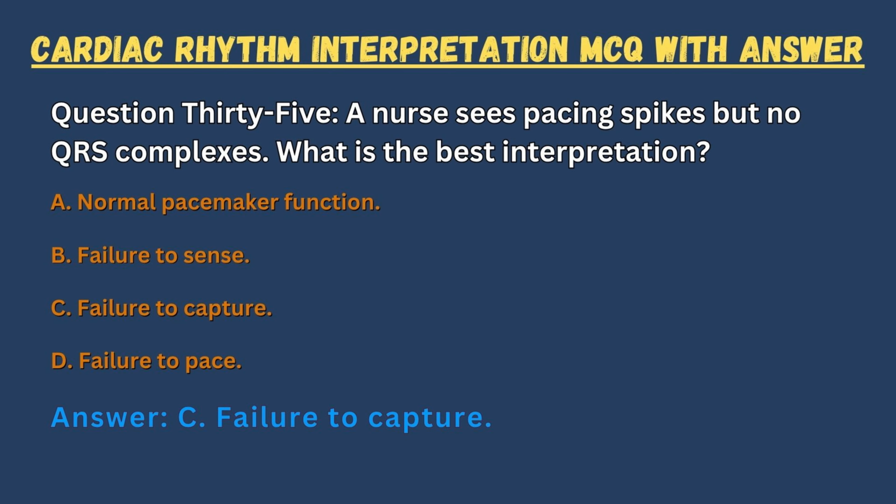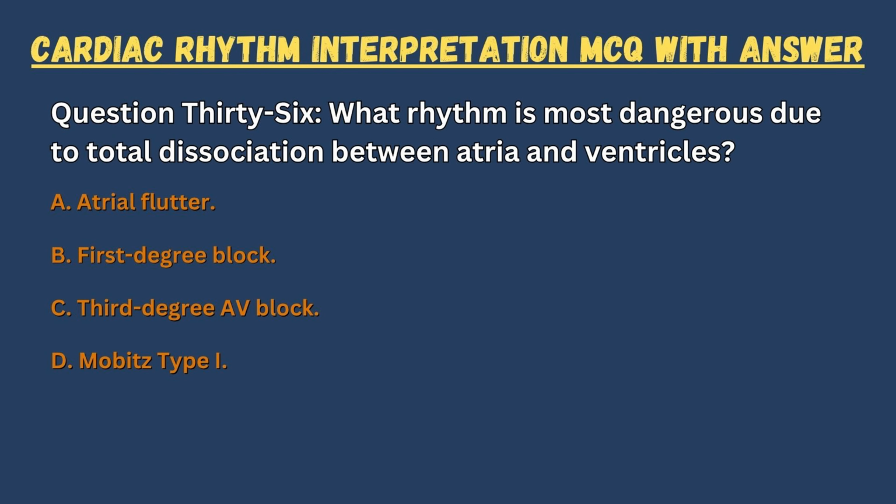Answer: C. Failure to capture. Question 36. What rhythm is most dangerous due to total dissociation between atria and ventricles? A. Atrial flutter. B. First-degree block. C. Third-degree AV block. D. Mobitz type 1.